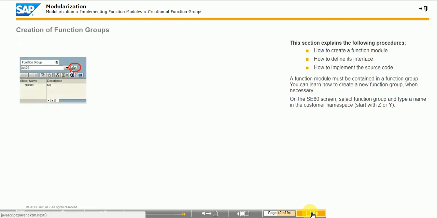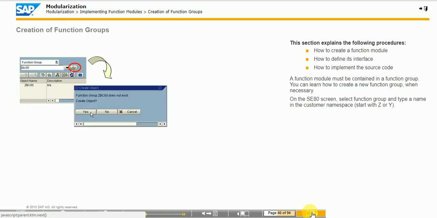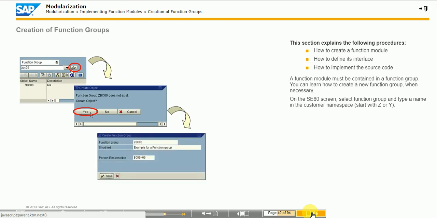When you choose the Display Push button, a pop-up screen appears in which you need to select whether to create the function group. In the following module dialog box, enter a short description and choose Save to create the function group.